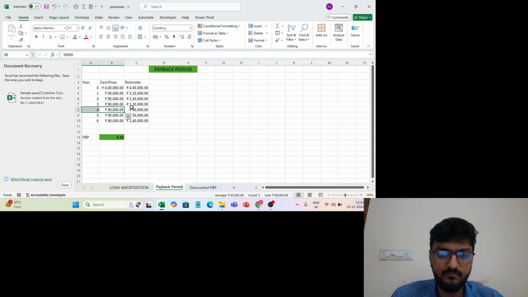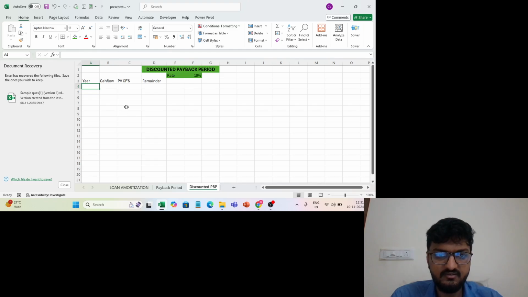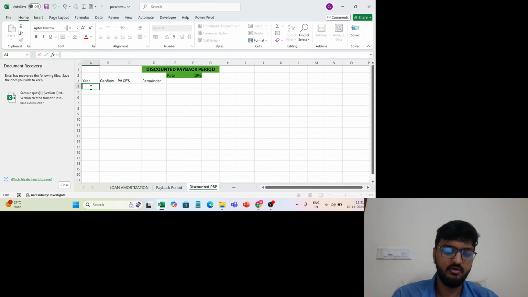Year 1 90,000, currently 90,000, and the future 90,000 will have lesser value due to inflation and all other factors. So what discounted payback period does is it calculates the present value of the future cash flows, adjusts for that value, and then calculates the payback period where we are breaking even. Okay, that's the simple concept. Here we have assumed a rate of 10%.